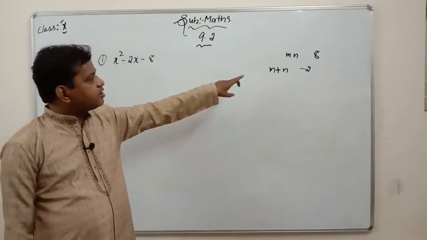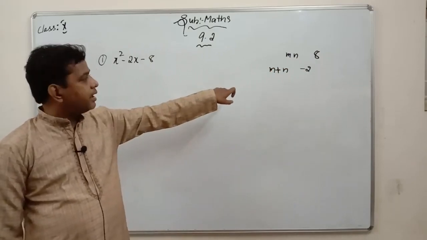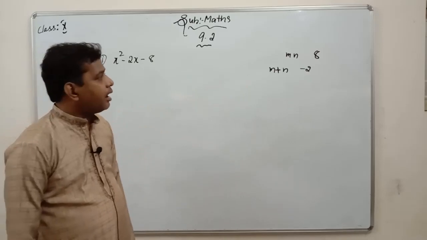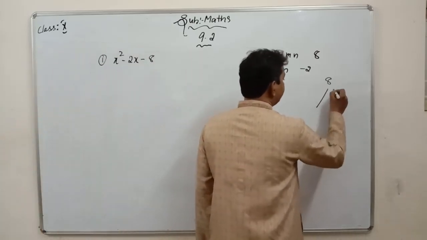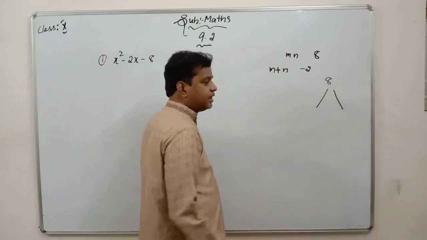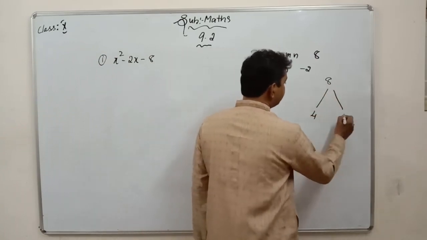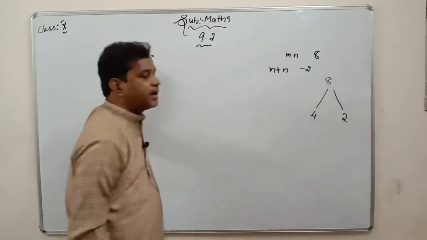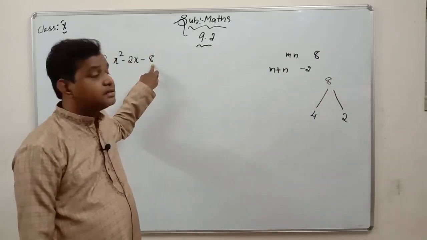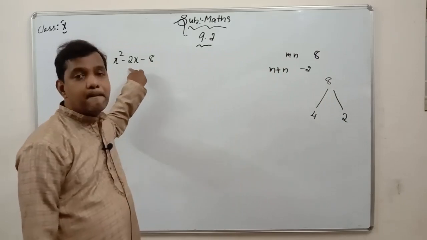Okay, mn should be 8 and m plus n should be minus 2. So you divide 8. 8 you can divide it in two forms. How? That is 4 into 2. 4 times 2 is 8. Okay, we are getting what we want, we are getting here 8, but the thing is you should get here minus 2.